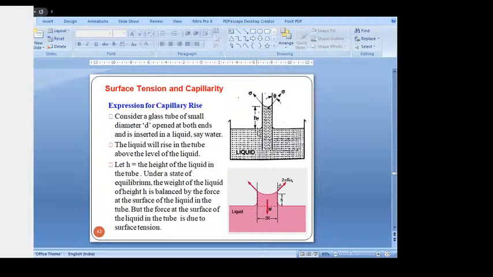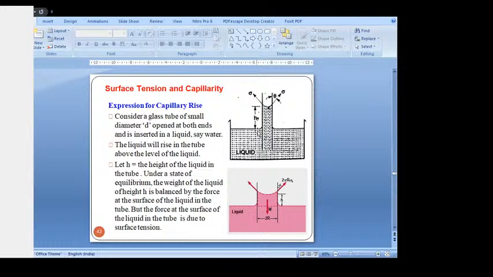Now here we are considering a glass tube. As you can see, there is a glass tube of very small diameter d, and open at both ends, and it is inserted in a liquid, say water. It is open from top and open from bottom also. The liquid will rise in the tube above the level of the liquid. In case of water, the specific weight is less, so the water will rise above the adjacent level.